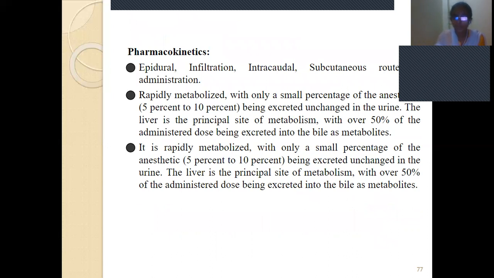So it is rapidly metabolized, with only a small percentage being excreted unchanged in the urine. The liver is the main site of metabolism, with over 50% of the administered drug excreted into the bile as metabolites. The unchanged form is excreted by the kidney, and the remaining drug is excreted into the bile as metabolites.